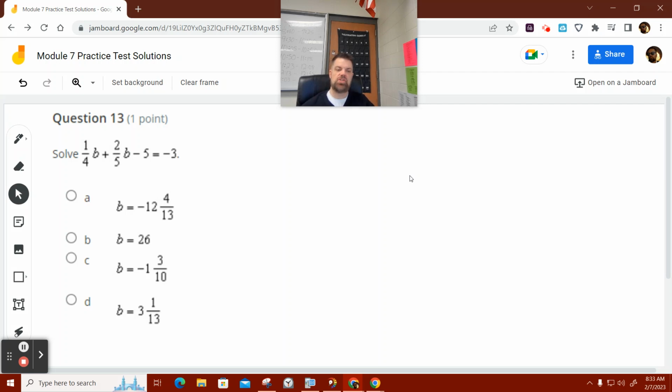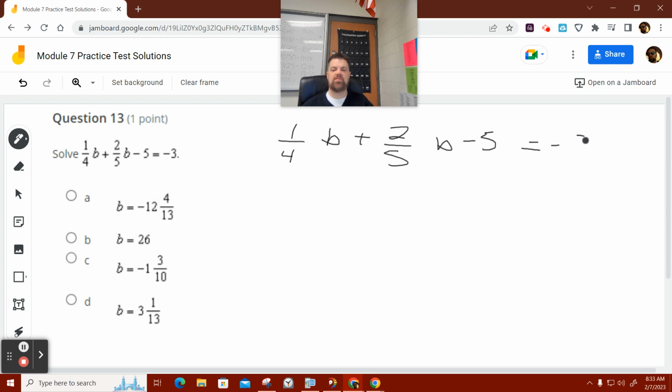Here we go. Same thing. Problems 8 and 13 are similar. I'm going to do 13 and then we can go back and do 8. So let's just write this out: 1/4 times b plus 2/5 times b minus 5 equals -3.